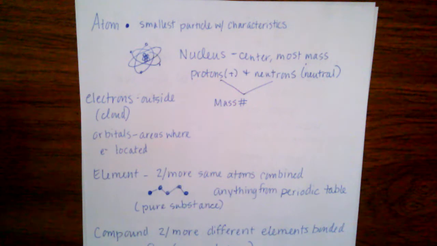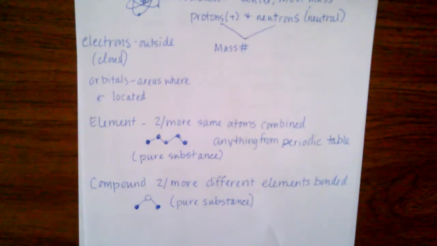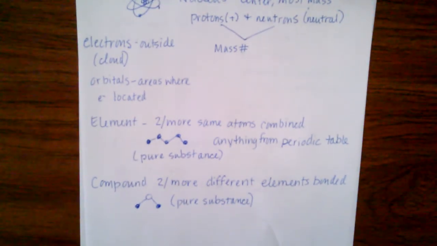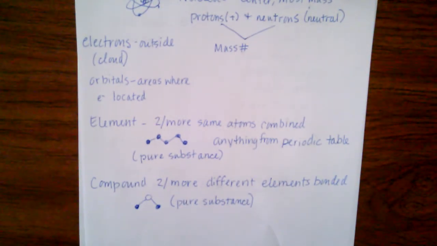Elements are two or more of the same atoms combined. It's anything from the periodic table. That's why it's called the periodic table of elements. It is a pure substance. Compound is two or more different elements bonded, and it is a pure substance as well. That would be like where two hydrogens and oxygen form water.